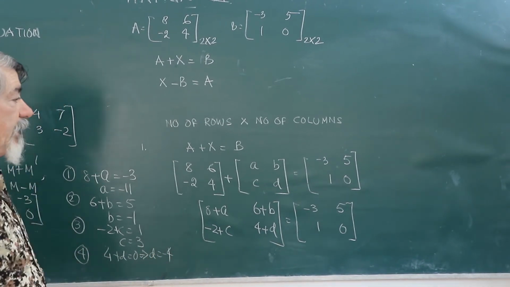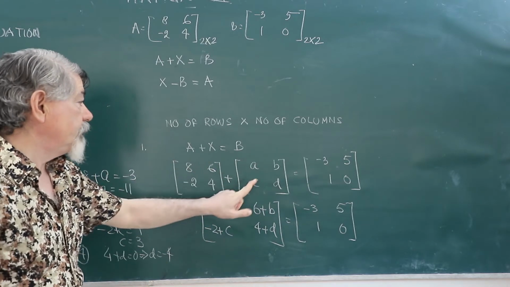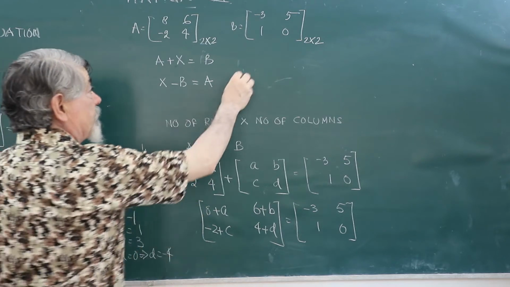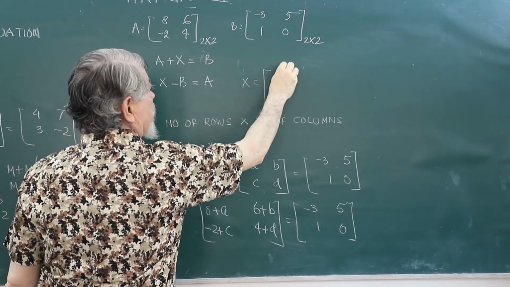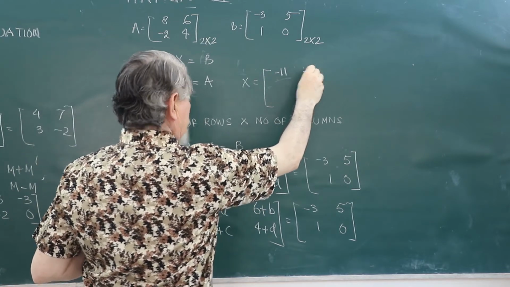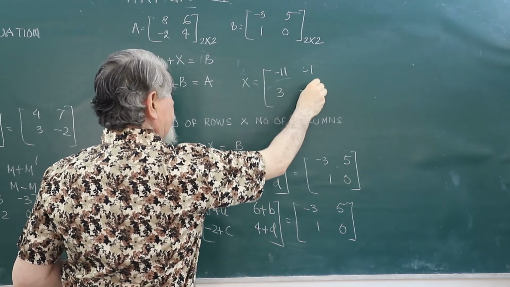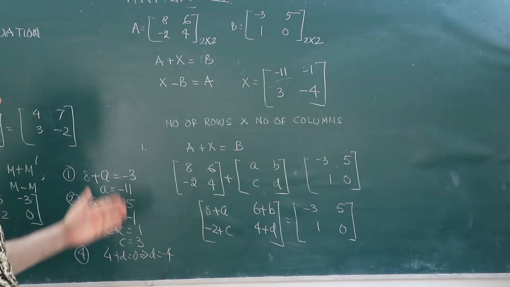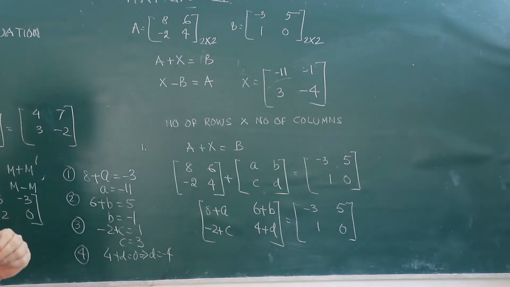So you have got the values of a, b, c and d. The value of a is minus 11, b is minus 1, c is 3, and d is minus 4. So the matrix X is equal to minus 11, minus 1, 3 and minus 4.